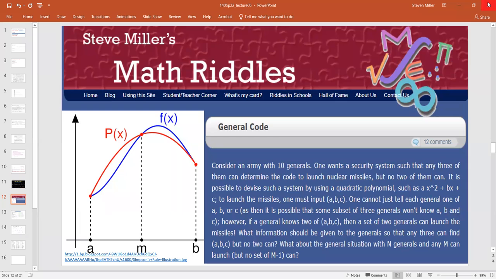I actually maintain a riddles page, and I've just posted a riddle which is related to parabolas, but I don't really want to go into much detail. If anybody's interested, you can email me.